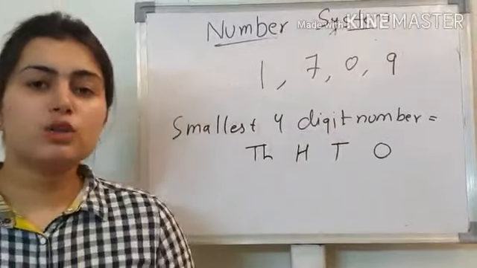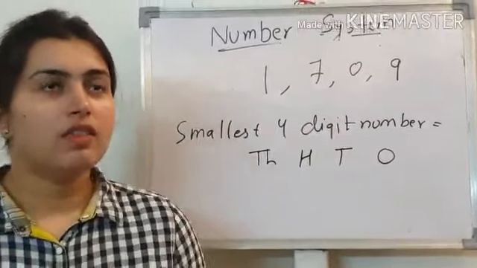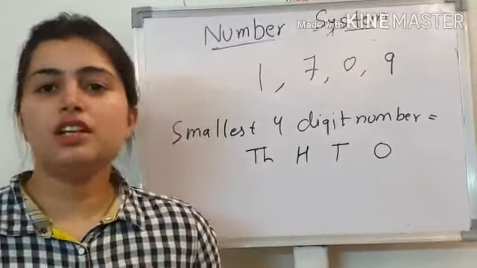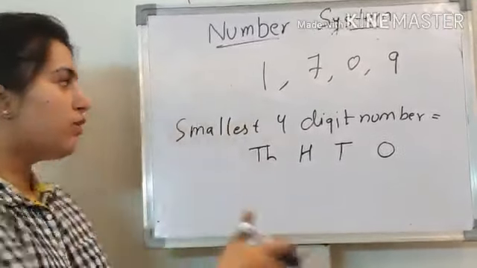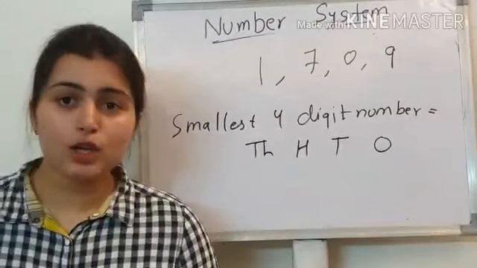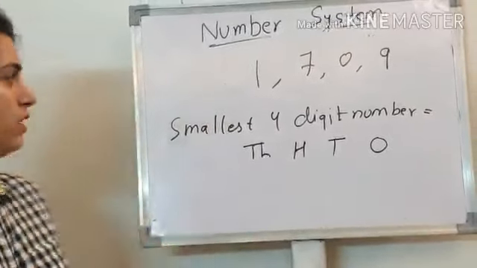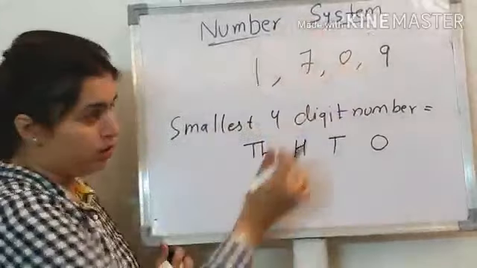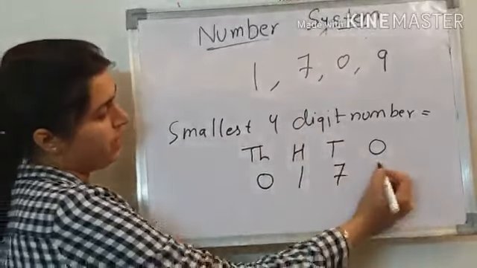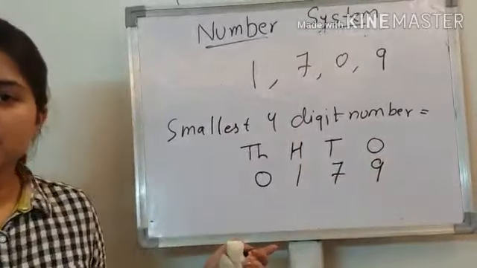Now students, to form the smallest 4-digit number from the given digits, one question must come to your mind: when we form the greatest 4-digit number, we arrange the digits in descending order. So here, for the smallest, we have to arrange the digits in ascending order. Small 0, then 1, then 7, then 9. This is the result only.